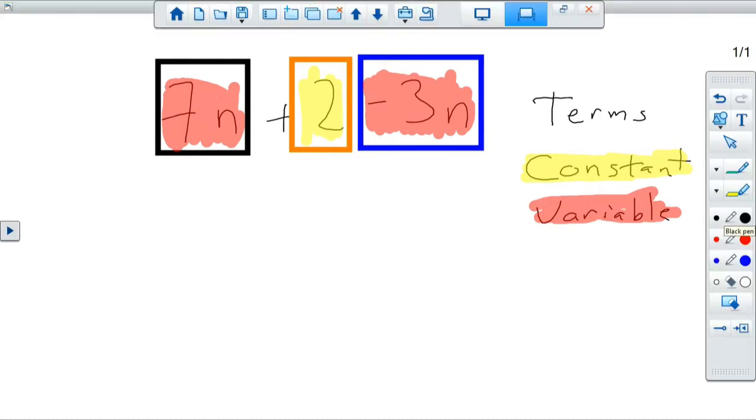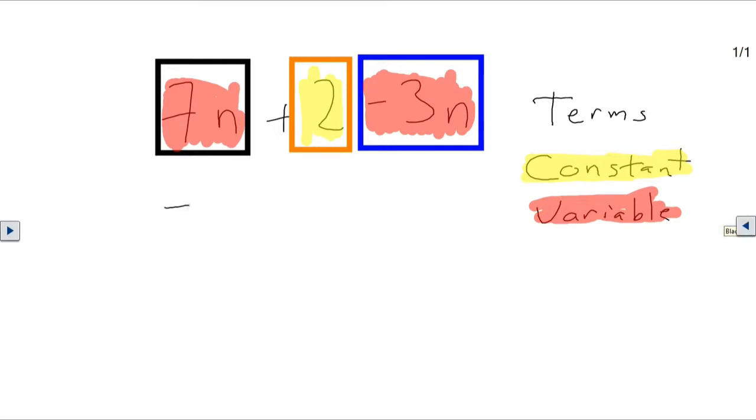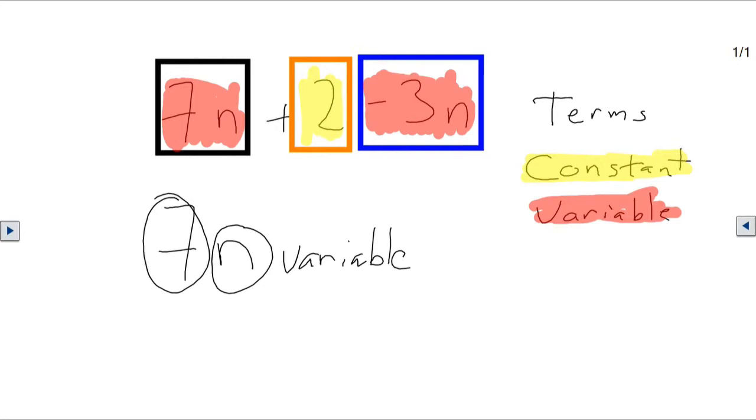Now with a variable term, let me rewrite this here, 7n. We have our variable, and then the number we're multiplying the variable by, the number in front here, has a name. That term is coefficient. It sounds like a super fancy word, but it just means the number that the variable is being multiplied by. That's the coefficient. You'll hear that term used a lot when dealing with algebra.